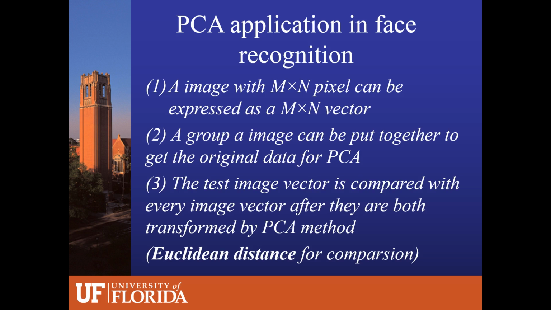After the PCA method, every image vector is transformed. Then we take a testing image, and the test image also goes through the same transformation. The first group of images is called the training images. We need to find out which training image corresponds to the testing image. So how can we calculate that? We use the easiest way, the Euclidean distance, which basically just calculates the square root of the sum of squared differences.